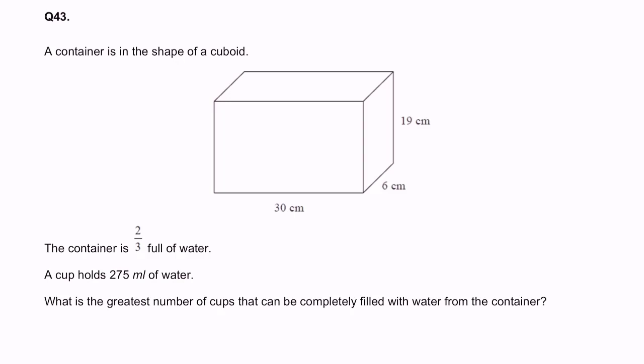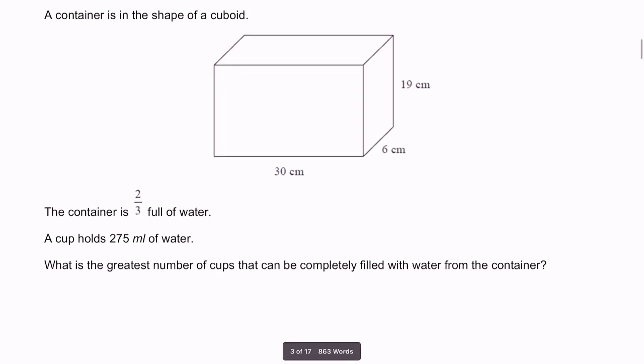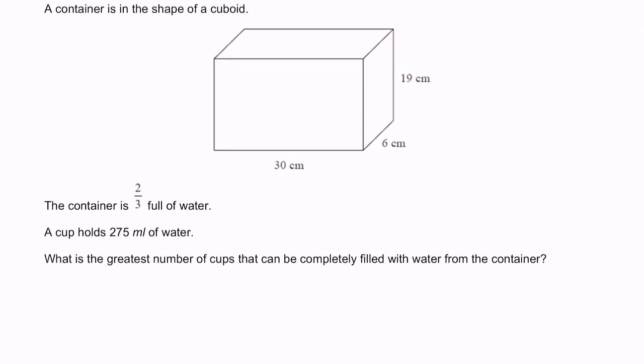First of all we need to work out what the volume is, how much water the actual container can hold. So we can multiply 30 by 19 by 6. Let's work it out on my calculator, which is 30 times 19 times 6, 3,420 centimeters cubed. Just double check that all the units are in the same unit, so you don't need to change any of them.